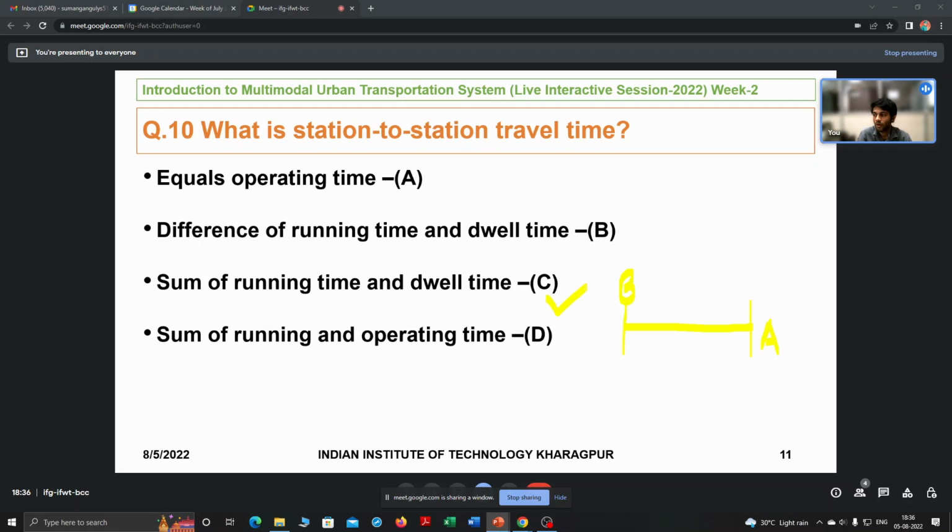So then also, what is the sum of running and operating time? I already mentioned what operating time is and what running time is. This also doesn't make sense, right? Because you cannot add a running time to the operating time. Operating time is already the sum of all the station to station times. So if you have, suppose, 5 stations, and you add the consecutive 4 travel time values between those stations, that will give you the operating time.